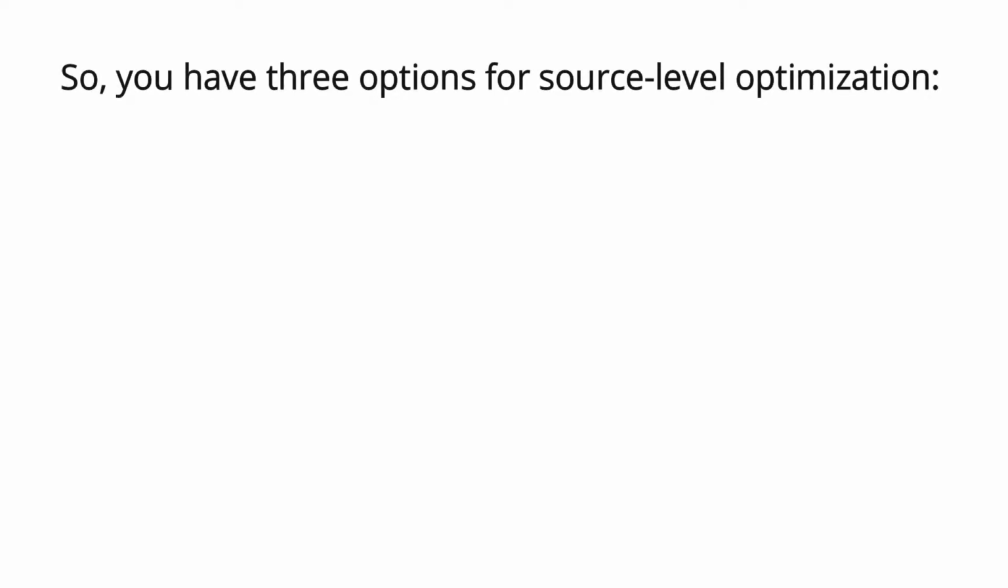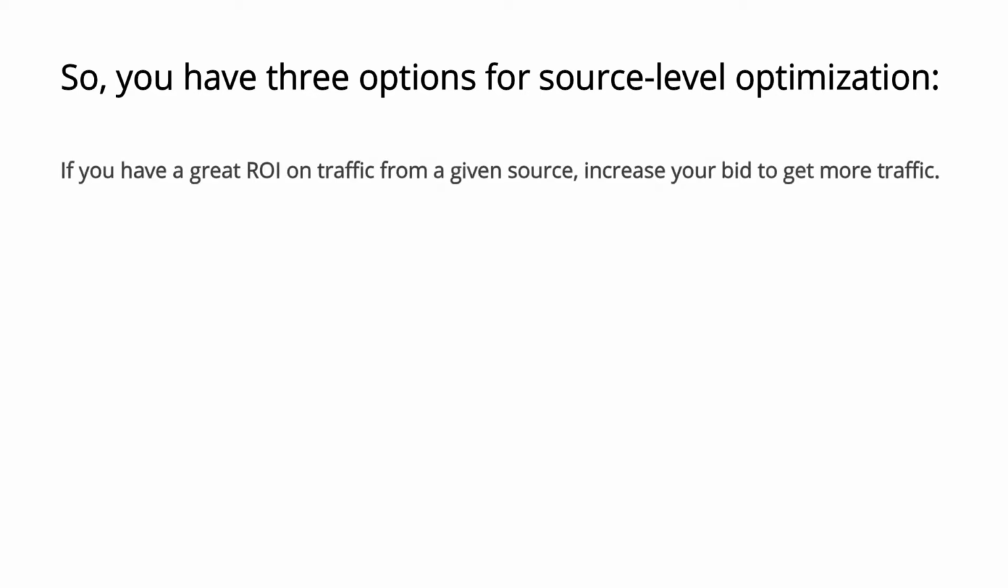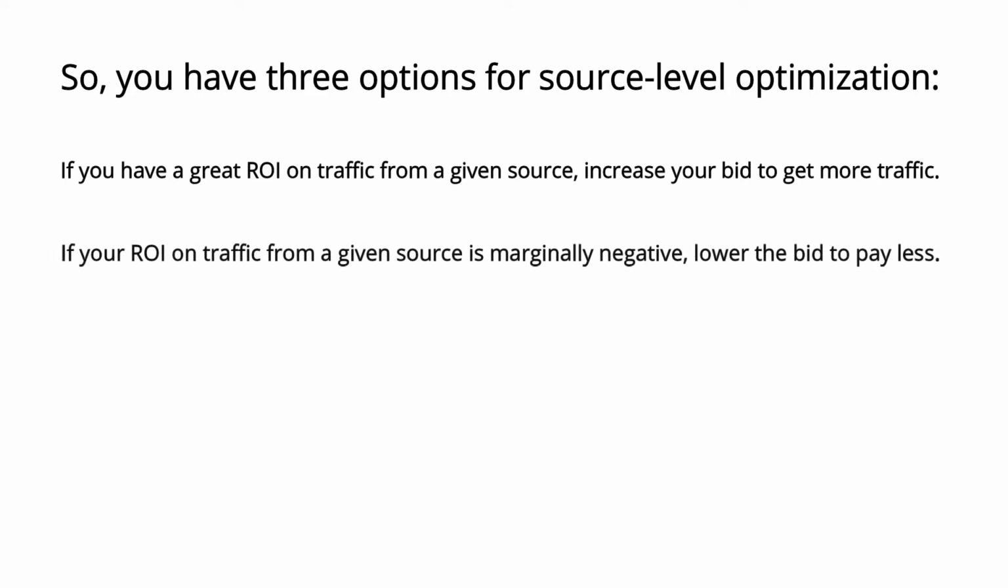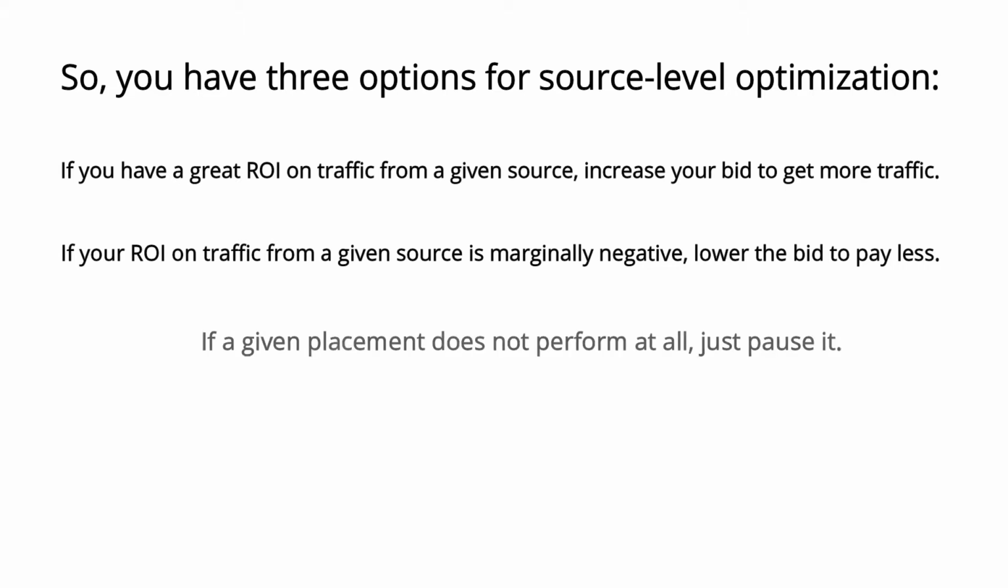If you have those options available now at the source level, you can optimize. If you have a great ROI on traffic from a given source, now you can increase your bid to get more traffic. If your ROI on traffic from a given source is marginally negative, then you can lower the bid to pay less. And if a given placement does not perform at all, then you just pause it.